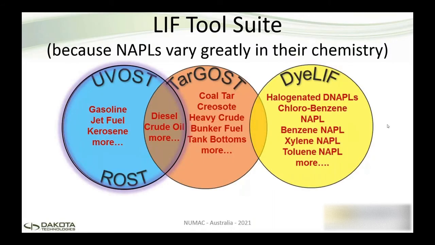Now there's a whole suite of LIF tools, and that's because NAPLs vary greatly in their chemistry, and one of these tools can't really do a perfect job on all of them. Your UVOST that you have down there is very capable of handling all the refined fuels, diesels, crude oil, and it's still actually going to whisper to you, and I'll explain that later. It's going to tell you whether you've got some of your heavier compounds, but it won't do a linear job of estimating how much you've got. It's just going to tell you you've got it, but it can't really tell you how much.